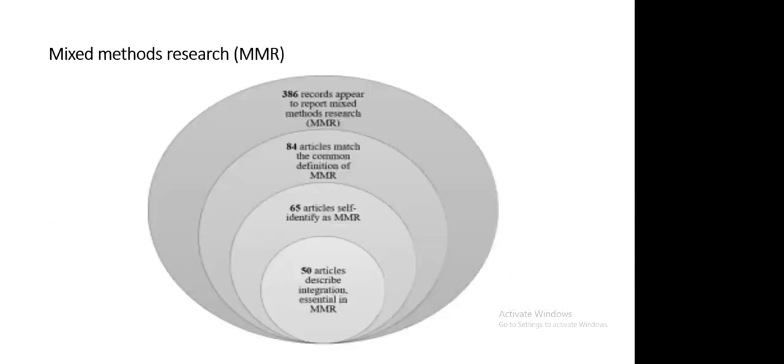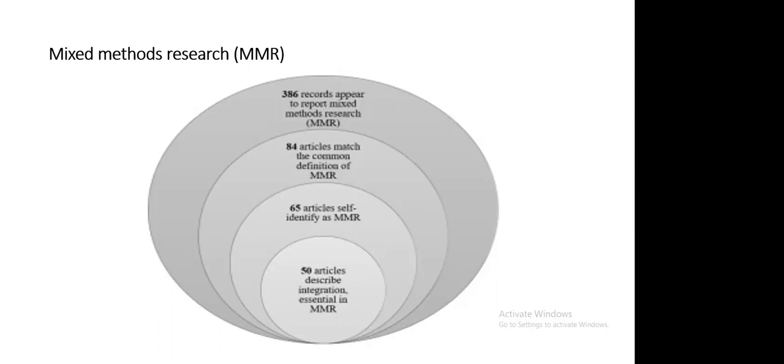What is interesting, and I put it here, is how it looks when put in a graph and picture. We can see that with mixed method research, the final yield of information is relatively small. I put here approximately 386 records, which can be found and put under the umbrella of MMR. When we look more closely and do some selection, then only 84 are under the common definition. Next, more search, more selection, only 65 articles self-identify as mixed method research.